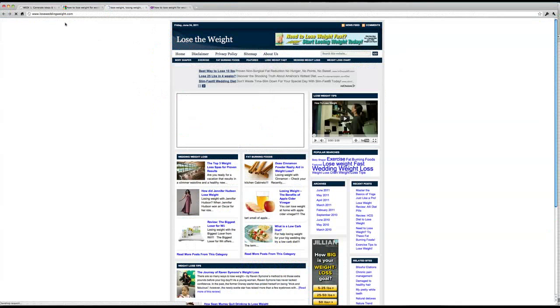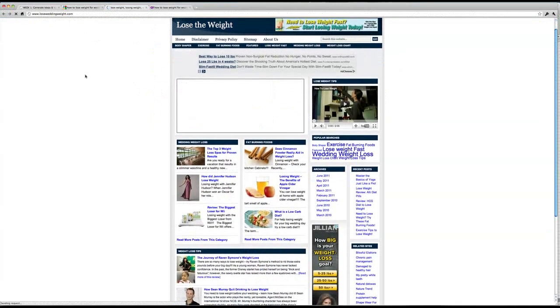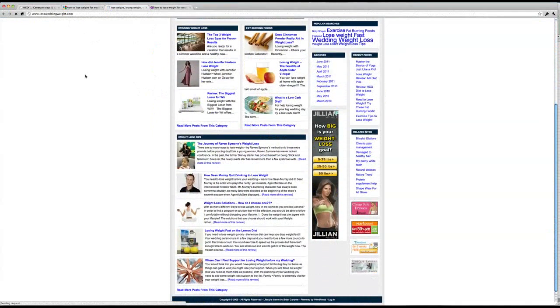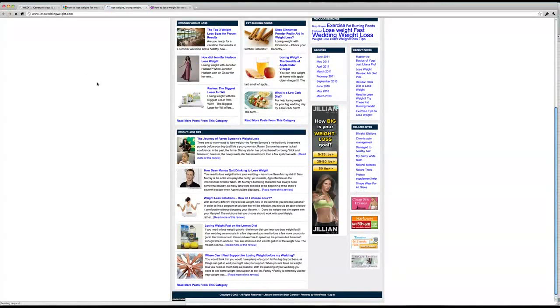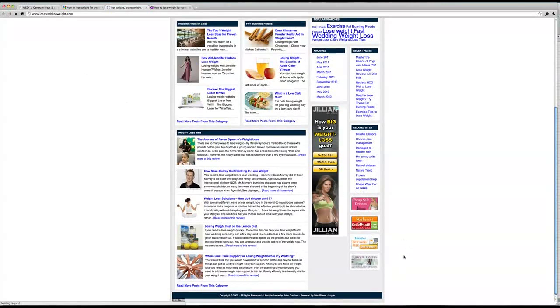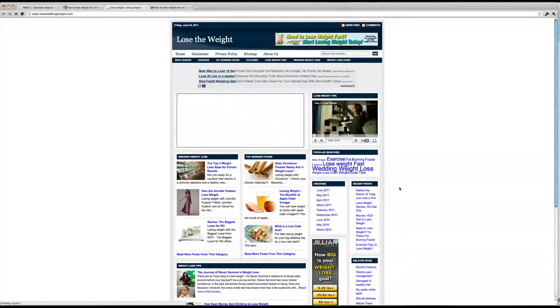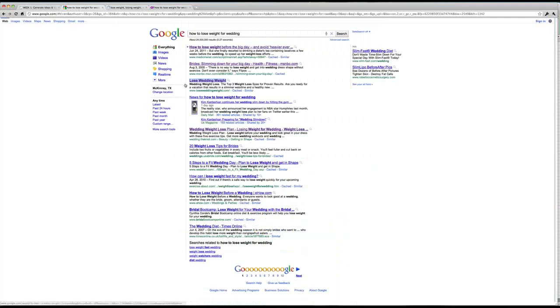So this is loseweddingweight.com, and it's all wedding. Looks to be all wedding related, and there appear to be advertisements on this site. The point here is somebody's not advertising on a specific keyword, how to lose weight. They're advertising on a demographic of people interested in weddings or losing weight for weddings. So I would say yes, there's definitely advertising here.